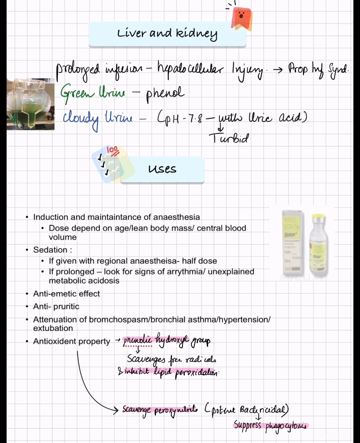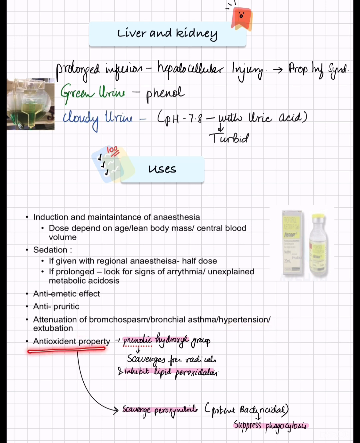Coming to uses, we have seen the ins and outs of propofol, so it's easy to see the uses. It can be used for induction and maintenance of anesthesia. It can be used for sedation, but if it is being used in the ICU, you have to look for signs of arrhythmia and unexplained metabolic acidosis. Why? Again, it can be used as an antiemetic, antipruritic. It can be used to attenuate bronchospasm in bronchial asthma and in hypertension during extubation.